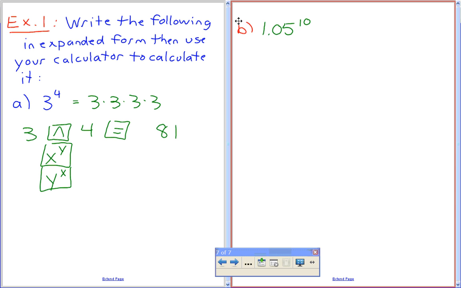Okay, so write it out in expanded form first, and I will never make you do one this big again. That's what we have calculators for. Then I want you to try to do that in your calculator. I want you to round to 3 decimal places.